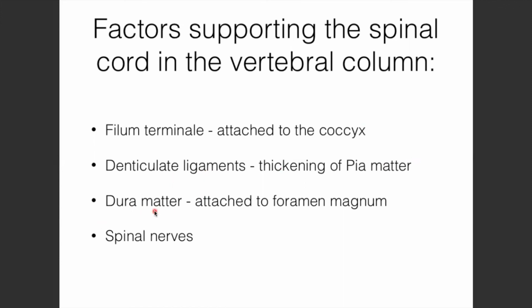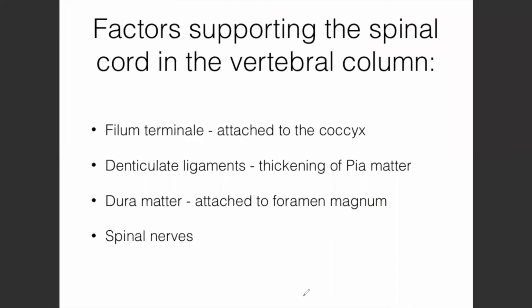And the dura mater is برضو a part of the meninges, and it's attached to the foramen magnum above. So it would force the spinal cord to stay attached to the foramen magnum. Next, the spinal nerves themselves. Since the spinal nerve is part of the spinal cord, and it exits from each foramen, then it would keep the spinal cord in its place. Make sense?